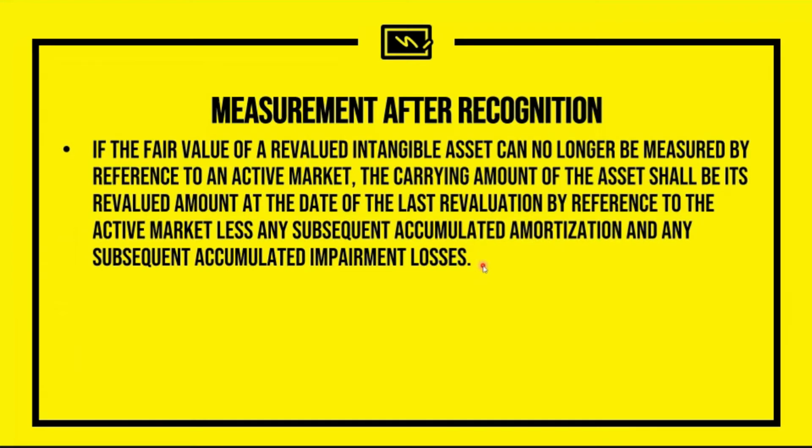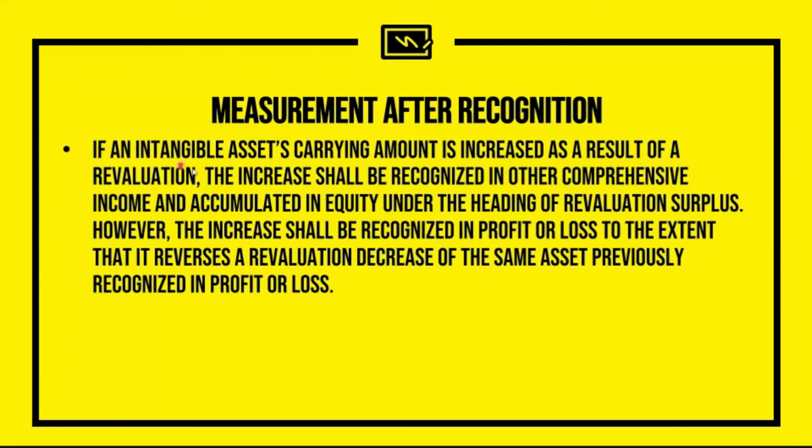We're just simply going to amortize it the usual way without any remeasurement anymore of fair value, because fair value is not present any longer. Okay? If an intangible asset's carrying amount is increased as a result of revaluation, similar to property, plant, and equipment, what are we going to do? We reflect the excess as revaluation surplus, which is presented in other comprehensive income. Okay? However, the increase shall be recognized in profit or loss to the extent that it reverses a revaluation decrease of the same asset previously recognized in profit or loss.